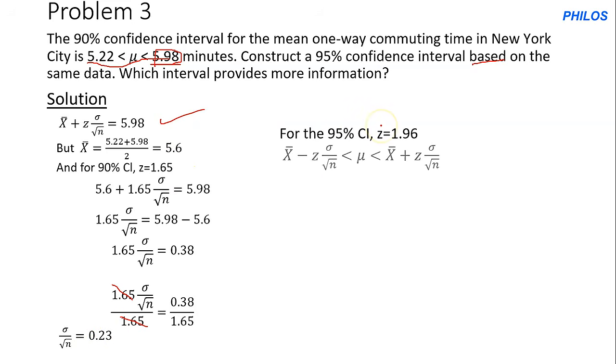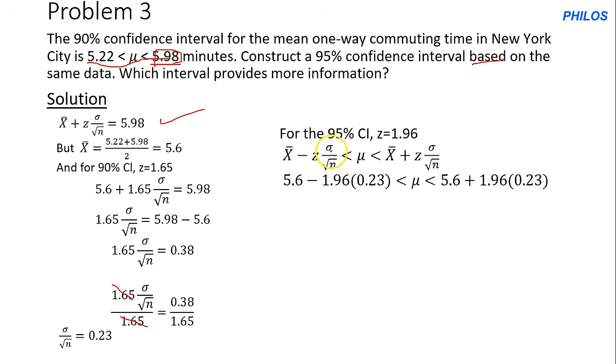So what we're going to do is to recall the formula. The formula says x bar minus z times standard deviation over root n. And this side is x bar plus z times standard deviation over root n, isn't it? So let's substitute into it. So we have 5.6 minus, now our z-score here is 1.96, isn't it?